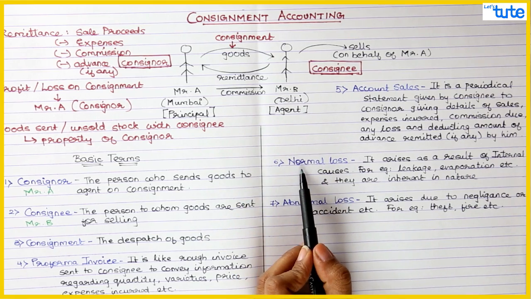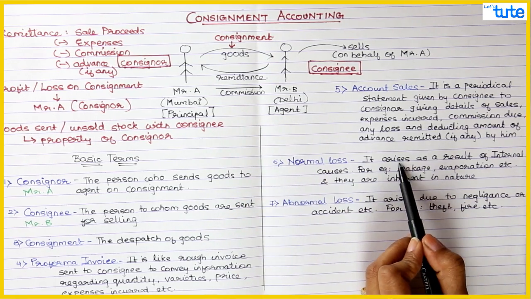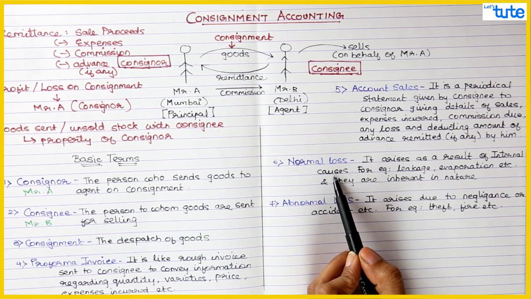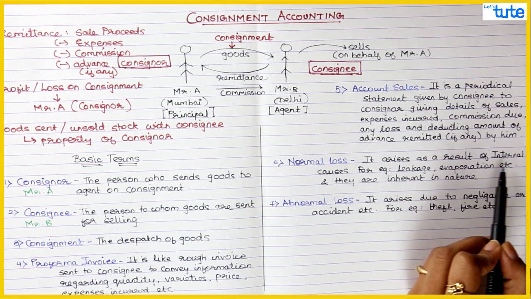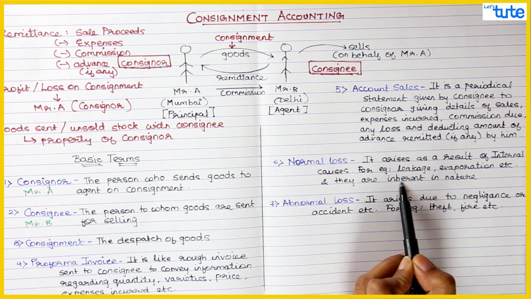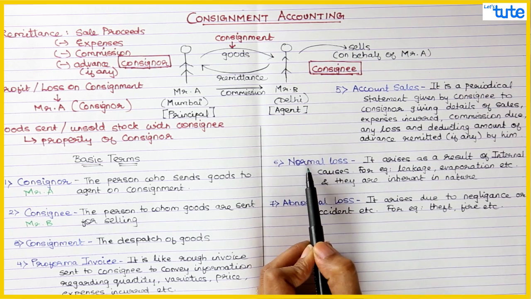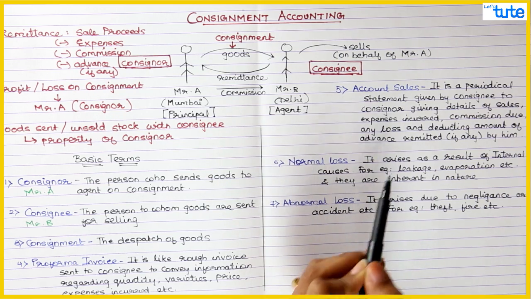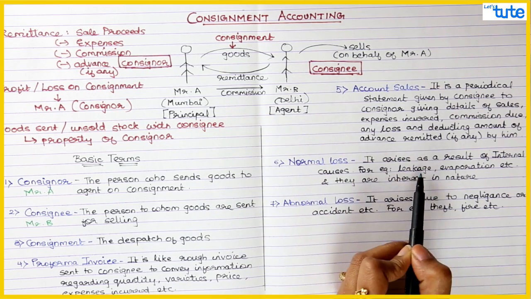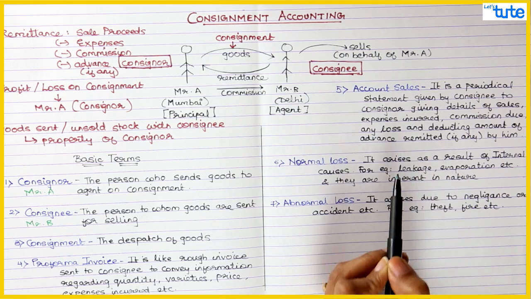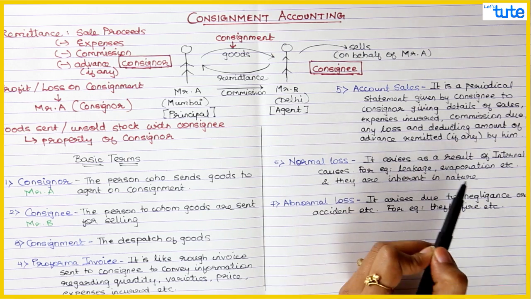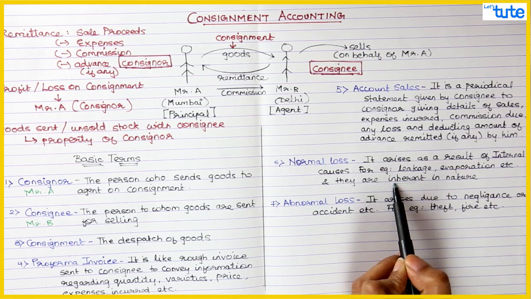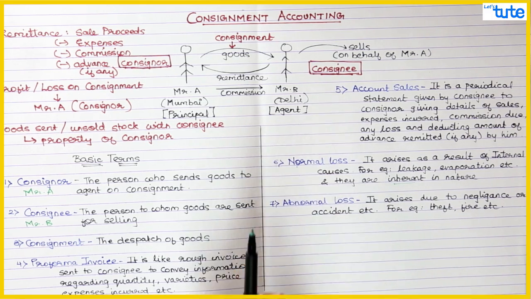Now next, normal loss. Normal loss arises as a result of internal causes, for example leakage, evaporation, etc., and they are inherent in nature. So guys, we cannot avoid normal loss, it is inherent. So like if we are transporting water, so there is possibility of some leakage. So that loss which we cannot avoid, which is inherent in nature, that is called as normal loss.